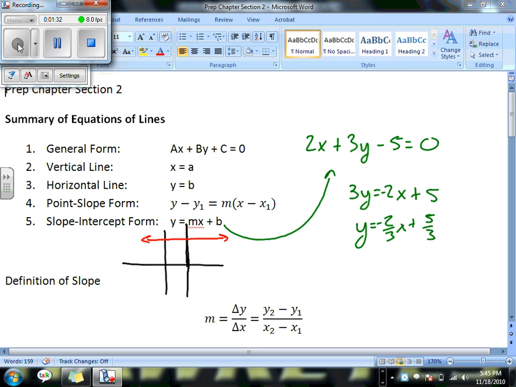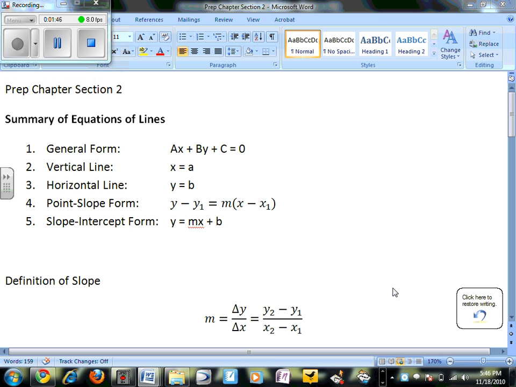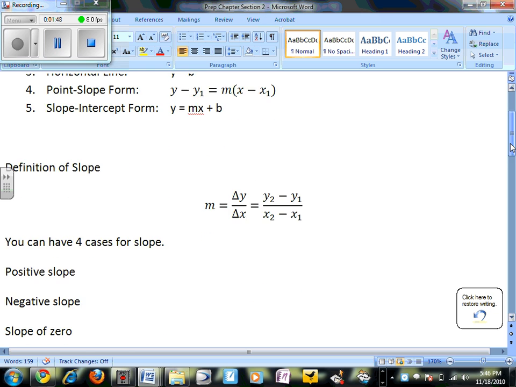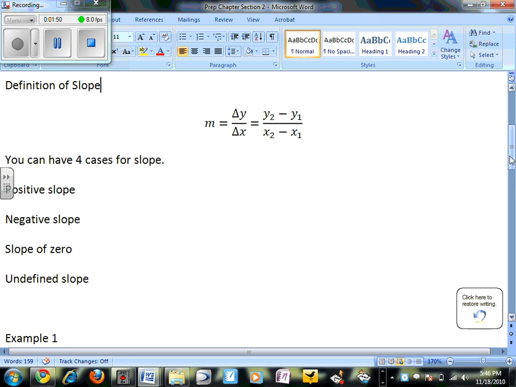Okay? And point-slope form we use to help ourselves get from when we have a slope and a point to slope-intercept form. So y minus y1 equals the slope times x minus x1. Okay. I provided the definition of slope in case you've forgotten: the change in y over the change in x, or y2 minus y1 all over x2 minus x1.